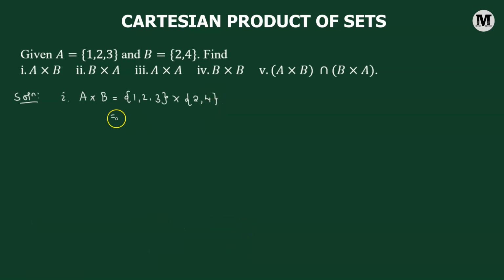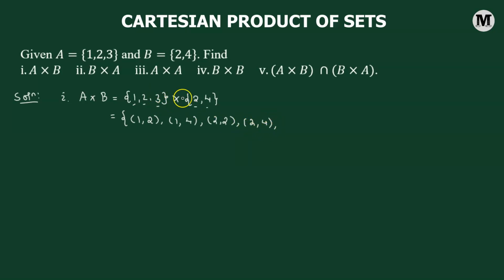Now, when we take the Cartesian product of these two sets, we'll have to start with the first element of set A, which is 1, and then we're going to form an ordered pair with each of the two elements of the second set, which is B in our case. So our first ordered pair is going to be 1, 2, and the next ordered pair is going to be 1, 4. Similarly, we're going to pick up the second element from the first set A and form an ordered pair with each of the two elements of the set B. That gives us 2, 2, and we have 2, 4.